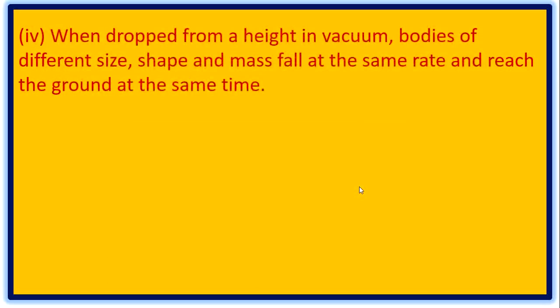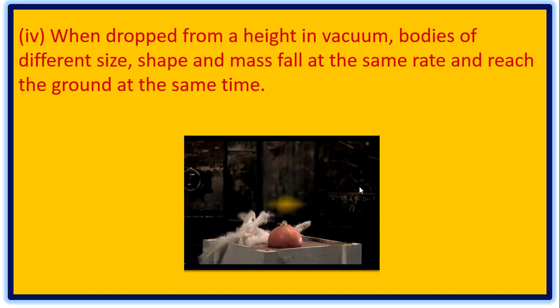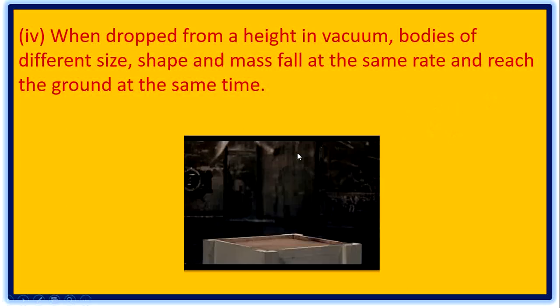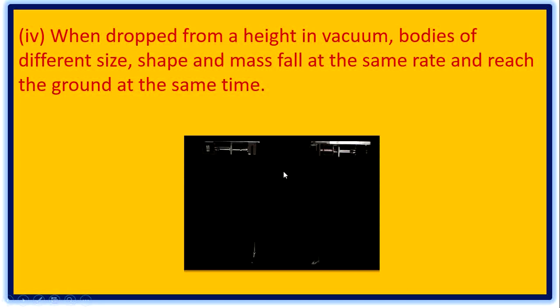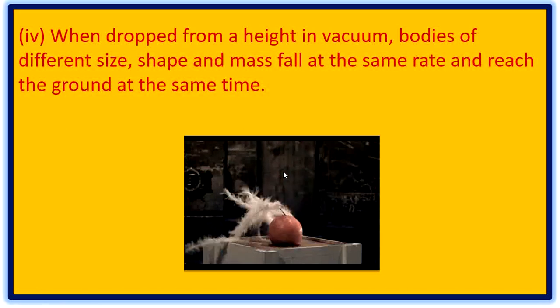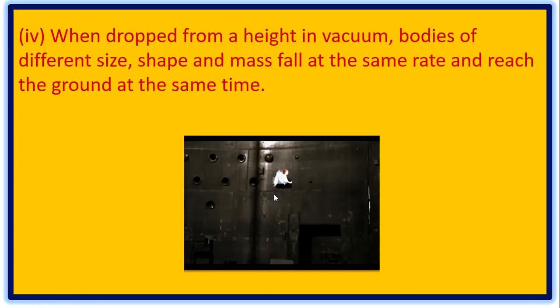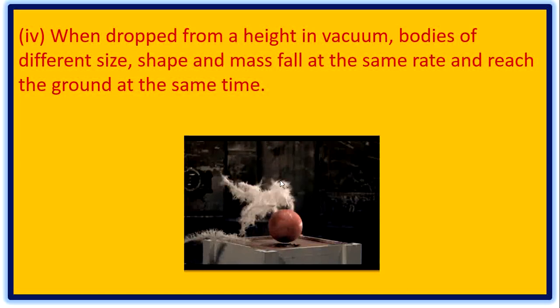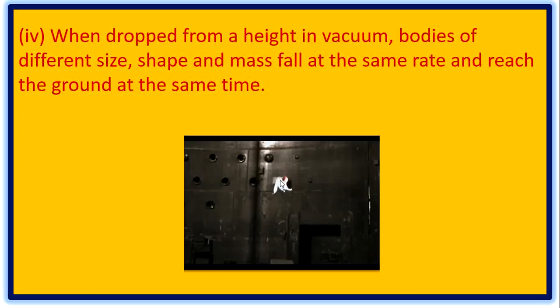When dropped from a height in vacuum, bodies of different size, shape and mass fall at the same rate and reach the ground at the same time. So when we drop two objects of different mass in a vacuum, in empty space, they fall at the same rate. See here, the lighter object and the heavier object fall at the same rate and at the same time.